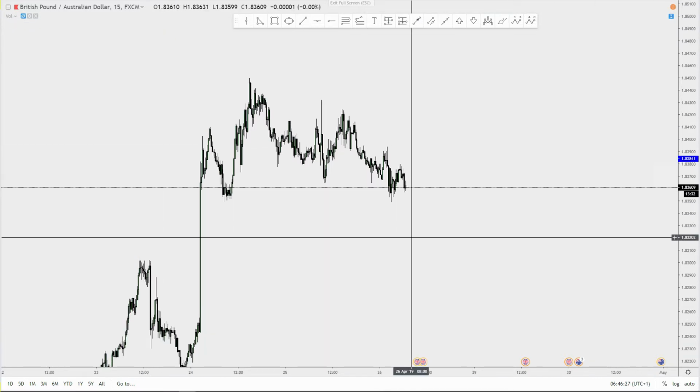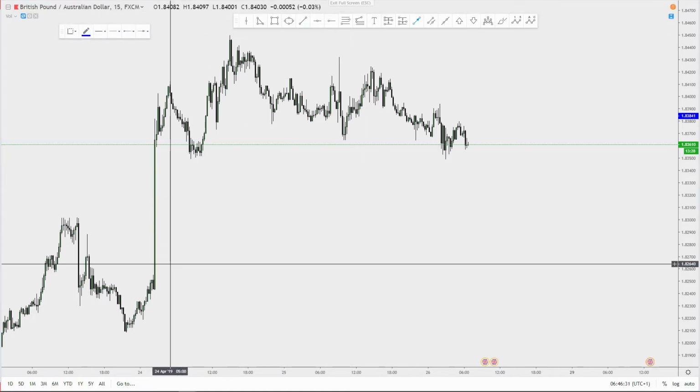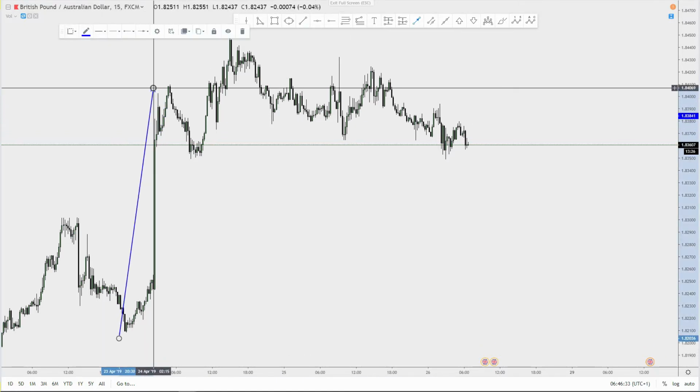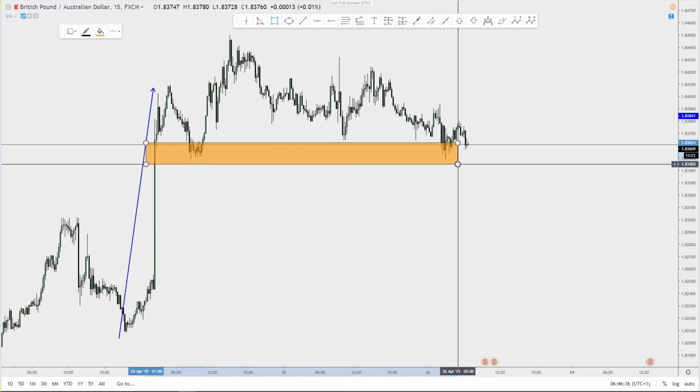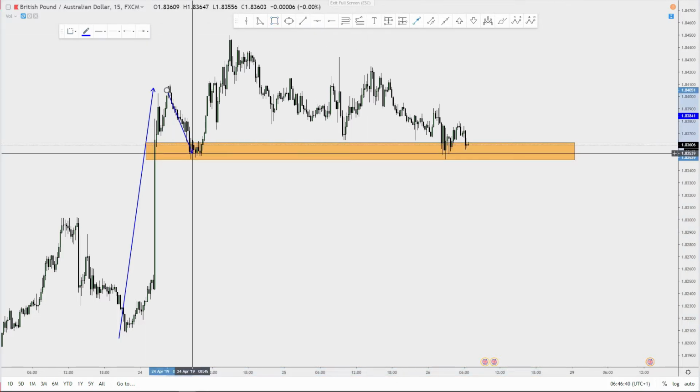Today we're going to take a look at the British pound Australian dollar. I'm out here on the 15-minute chart. As you can see here, we've had this strong bullish move up here, and we're just starting to base in with a bit of structure on this level here.